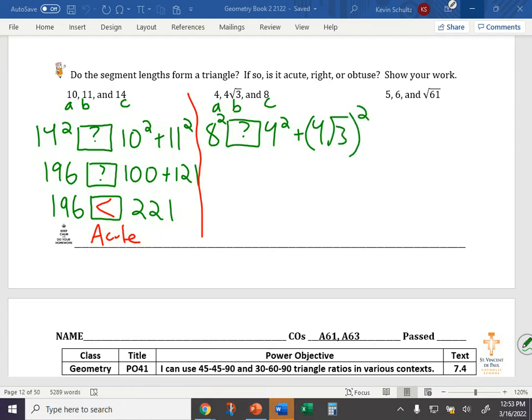Please note my use of parentheses. This is one of those situations where your calculator could be your worst enemy because of order of operations. If in your calculator to square this, you just put 4 root 3 squared, what's your calculator going to square? The root 3 and the root 3 only. It's going to ignore the 4. Okay? So to do this correctly, you need parentheses around the 4 root 3 so it squares the entire thing. 8 squared is 64.